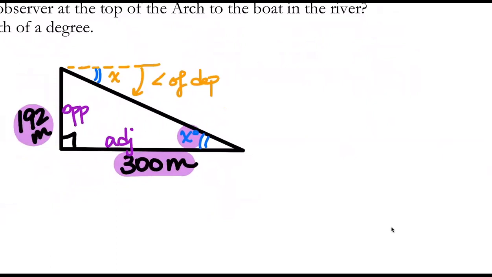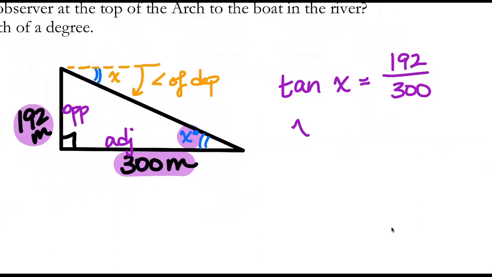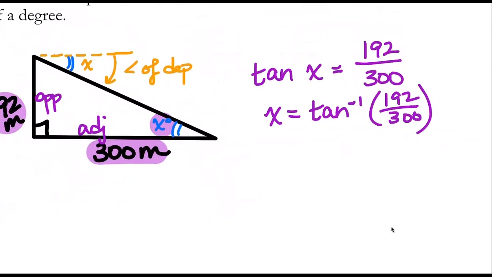All right, so we're doing the tangent of X is equal to the opposite, which is 192, divided by the adjacent, which is 300. Then I want you to write what you're typing in the calculator. Inverse tangent of 192 over 300. That's what you'll be typing into the calculator. Inverse tangent of 192 divided by 300. And that's going to give us about 32.6.